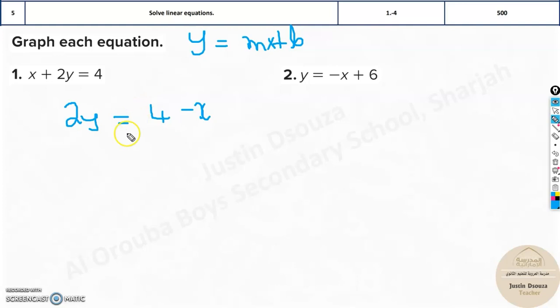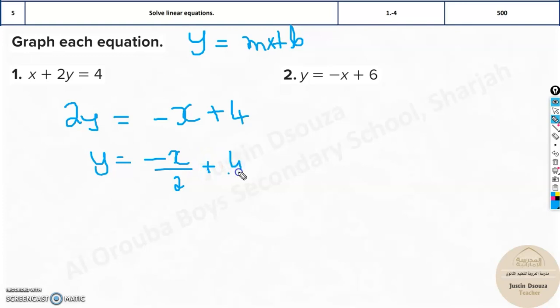Now let's take this minus to the other side. Let's write mx, so x will be first. I'll just do it over here. What I'll do is it'll become minus. We're subtracting x on both sides: minus x plus 4. Now divide both sides by 2. You will get y equals minus x by 2 plus 4 by 2. You have to divide everywhere. So you're basically getting y equals negative half x plus 2.